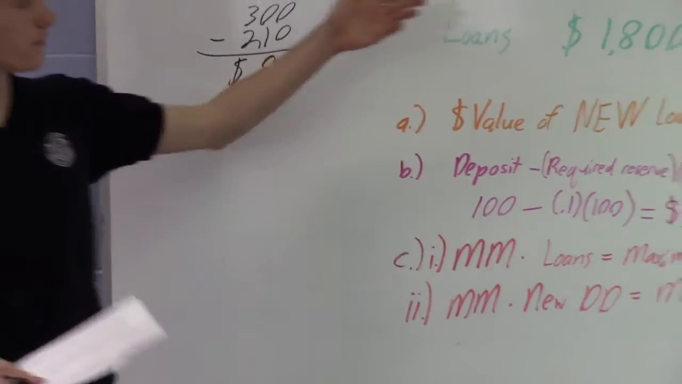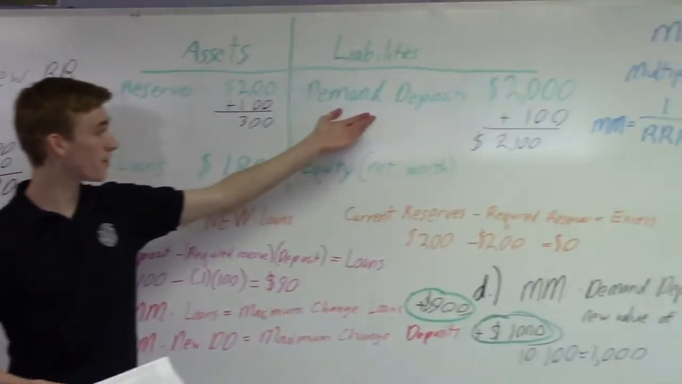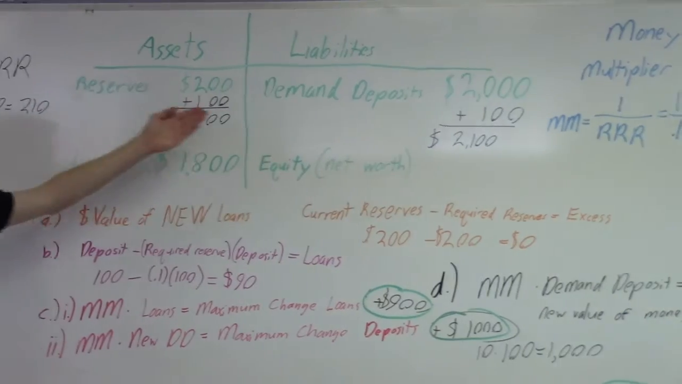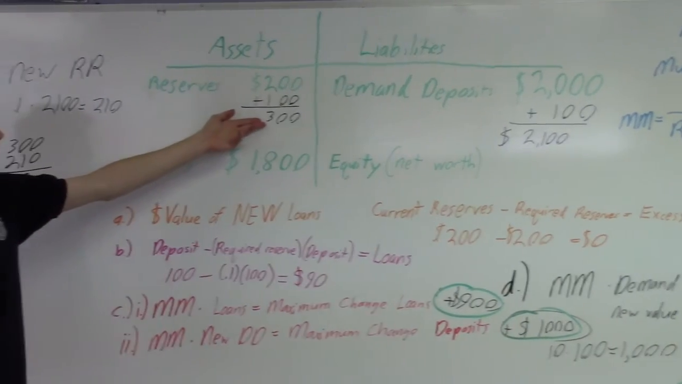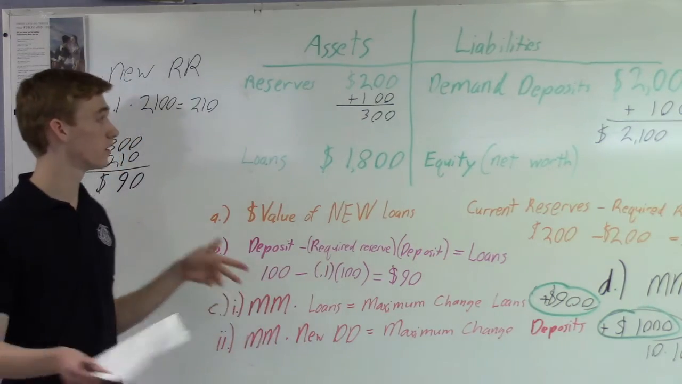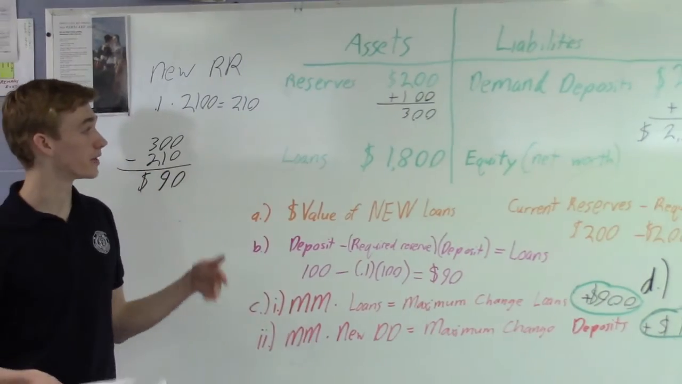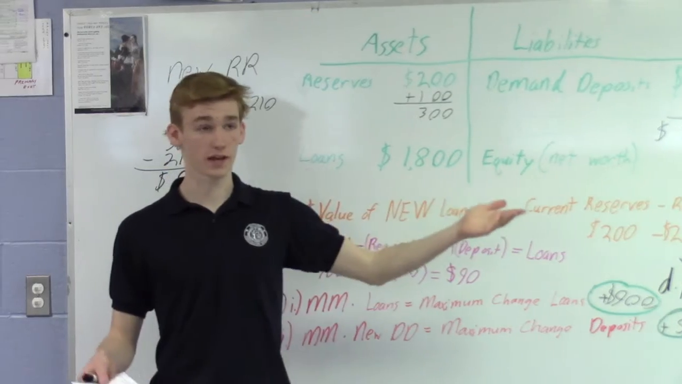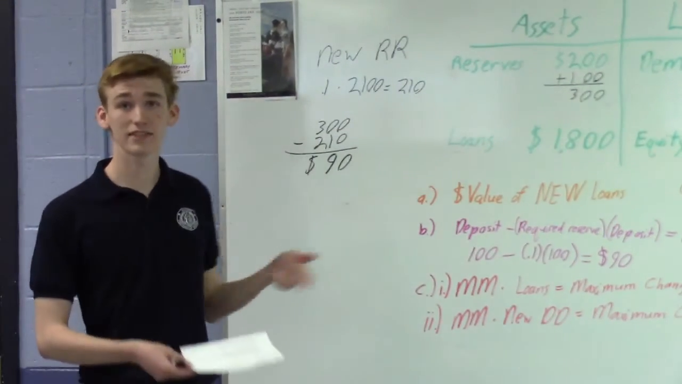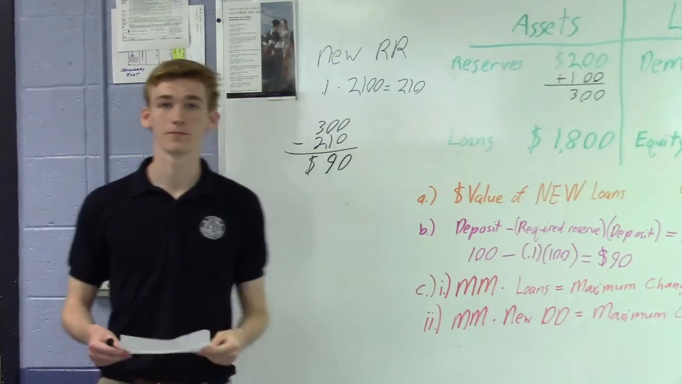Another way that you can look at it is if you take the total increase of demand deposits of $100, and it's now at $2,100, and the reserves are now up to $300, you recalculate the total required reserves, which would be 10% of 2,100 or 210, and then the $300 minus 210 is 90. So that's another way you can calculate it.